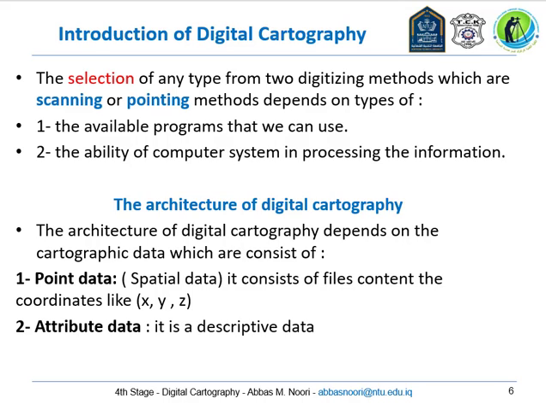Okay, the architecture of digital cartography. The architecture of digital cartography depends on the cartographic data, which consists of point data and attribute data. When you say point data, it's X and Y data, and also the pixel has the X and Y data, while attribute data is non-spatial data like descriptive data.